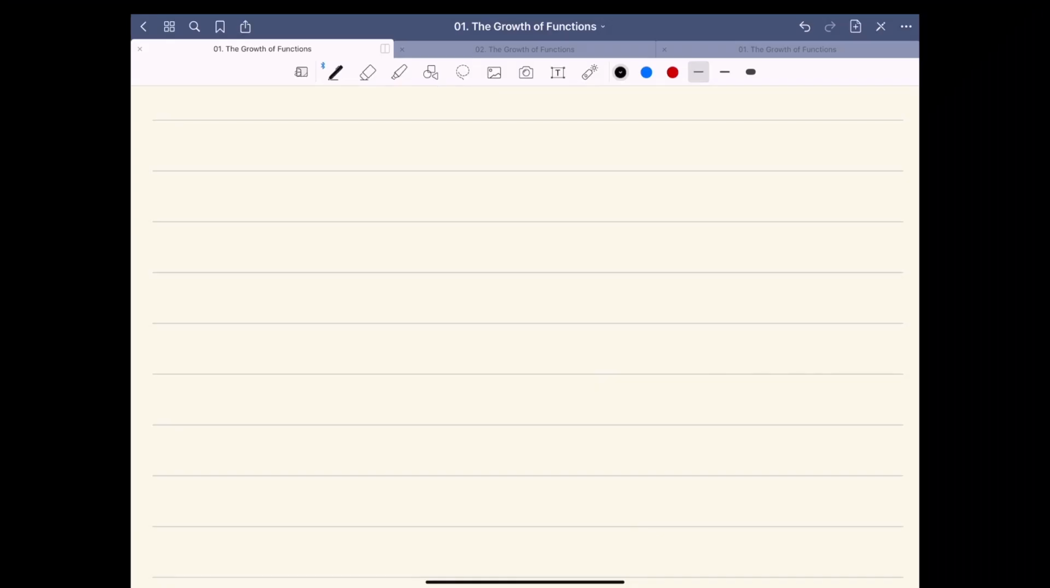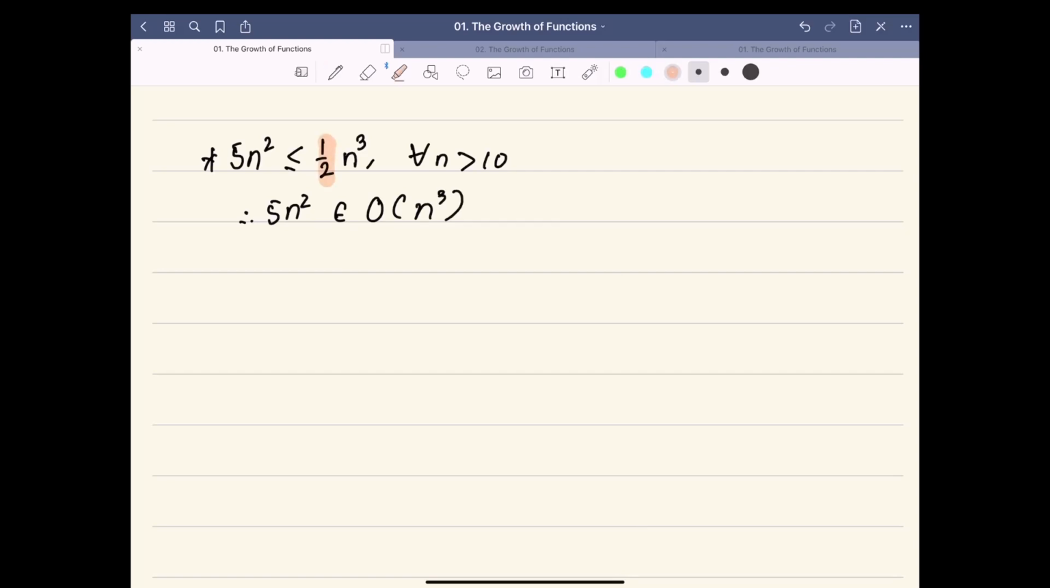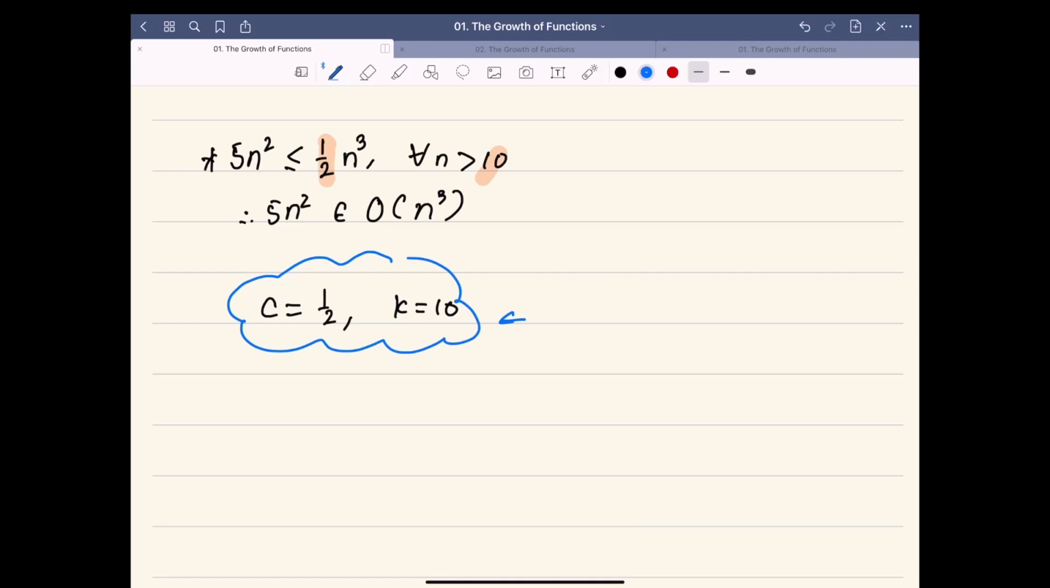In the example we presented in the introduction, we showed that 5n squared was less than or equal to half n raised to power 3 for all n greater than 10. According to the basic definition, 5n squared belongs to big O of n raised to power 3, and the witnesses we have are c equal to half and k equal to 10. We will label these two values as our first witnesses.